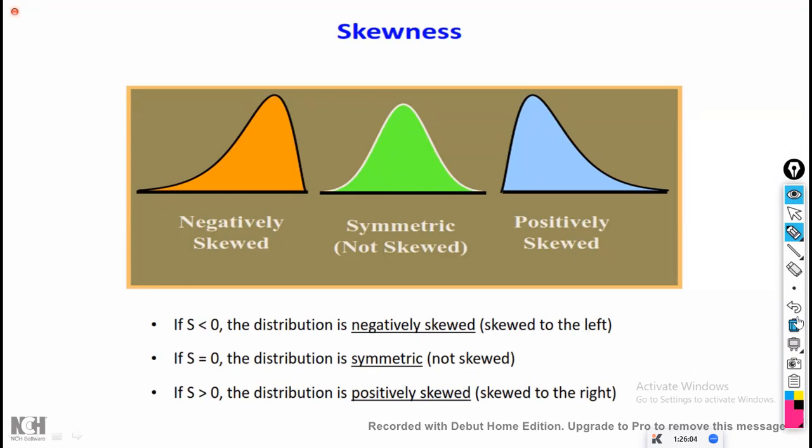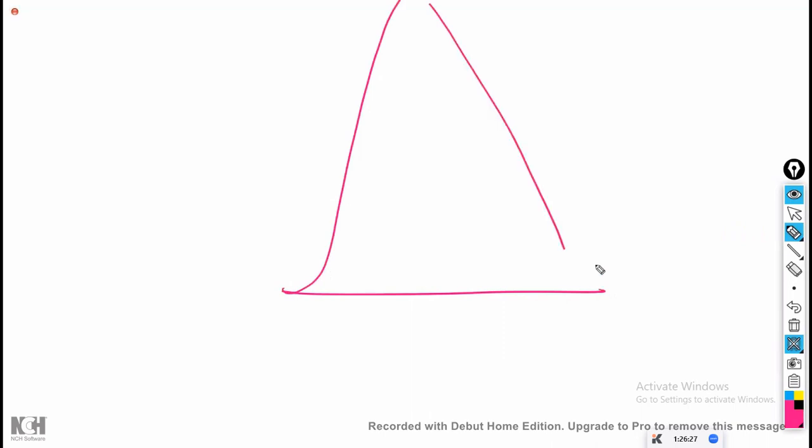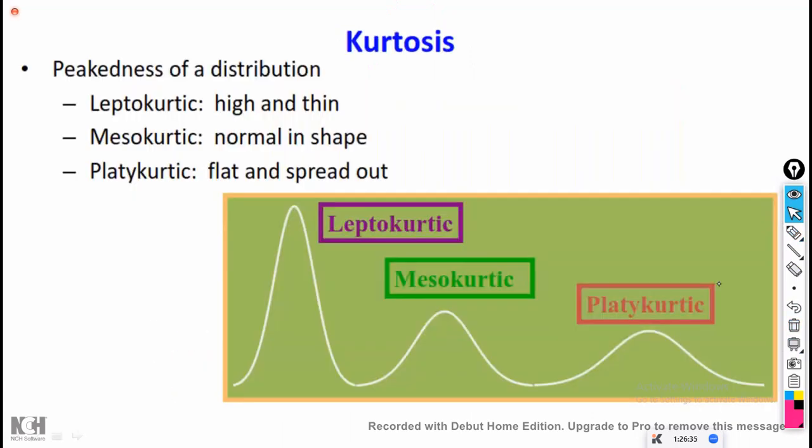Shape of the data is clear. Measures of shape means it is going to measure the skewness. Whatever the skewness is, the skewness tells about the width, how the data was spread from here to here. Whereas one more shape is there, which is called kurtosis. Kurtosis tells about the height, how much height of the data is there. Kurtosis tells about the height.